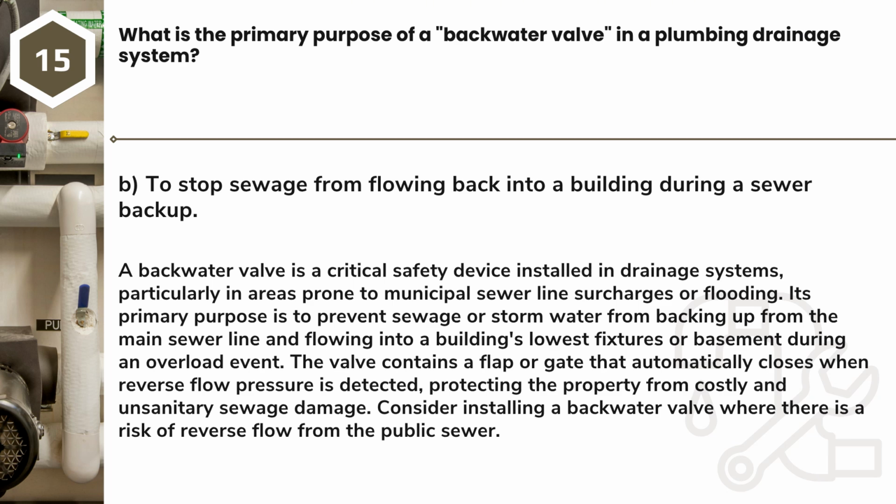A backwater valve is a critical safety device installed in drainage systems, particularly in areas prone to municipal sewer line surcharges or flooding. Its primary purpose is to prevent sewage or storm water from backing up from the main sewer line and flowing into a building's lowest fixtures or basement during an overload event. The valve contains a flap or gate that automatically closes when reverse flow pressure is detected, protecting the property from costly and unsanitary sewage damage. Consider installing a backwater valve where there is a risk of reverse flow from the public sewer.